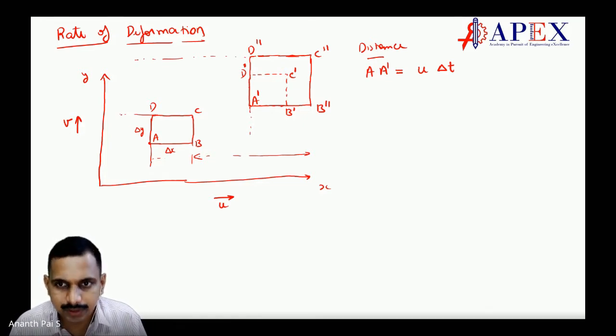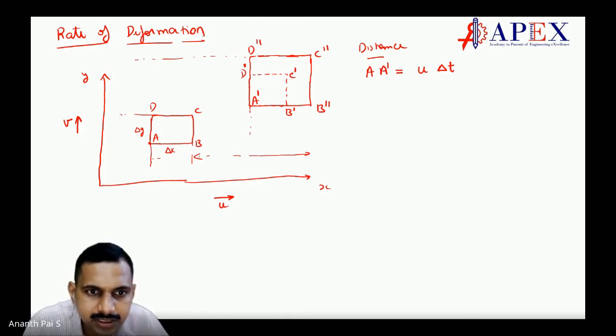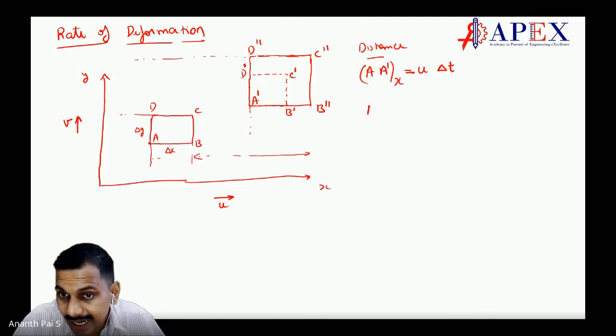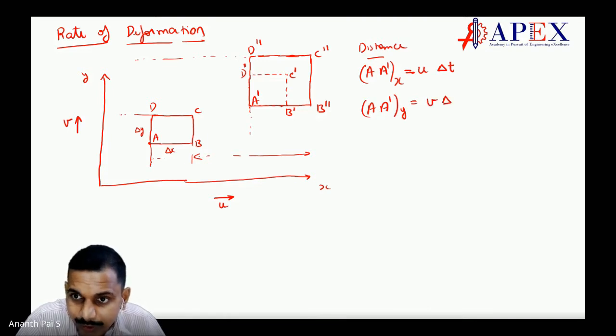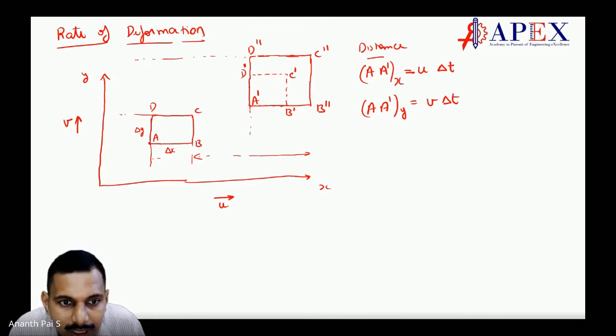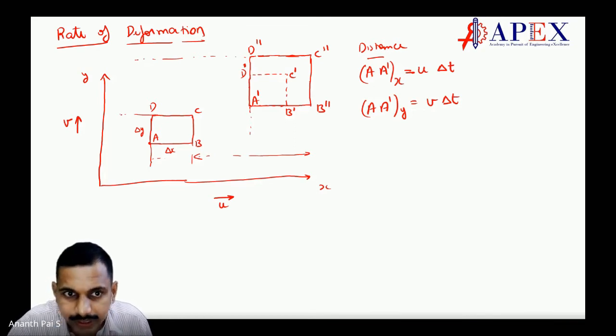Agreed, students? Correct. Now, what would be the distance of A dash along x, very important. A dash along x would be u into delta t, and A dash along y would be equal to v into delta t. Correct. So the distances in terms of perpendicular directions, right? A to A dash along x would be u into delta t, and along y would be v into delta t. Correct.